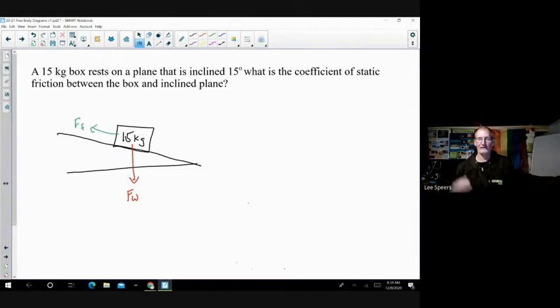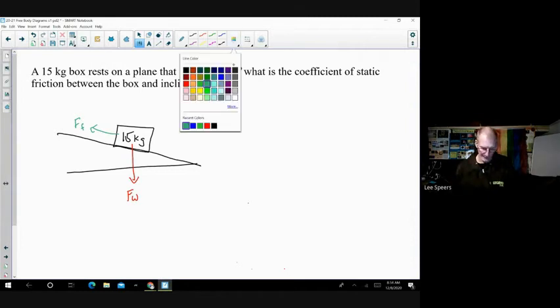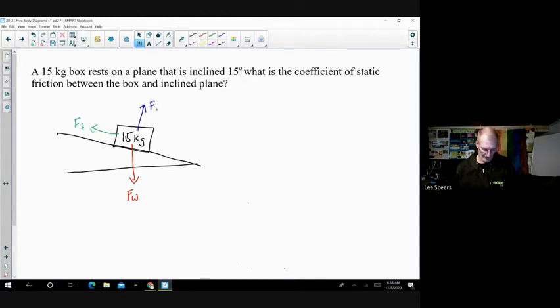And since it's resting against the inclined plane, there is also a normal force pushing up on the plane. Now the question is asking me for the coefficient of static friction, right? What's that coefficient of friction that's holding that in place? So I know that the definition of the coefficient of friction is the friction force divided by the normal force. So I have to figure out what the friction force and normal force are in order to do that.